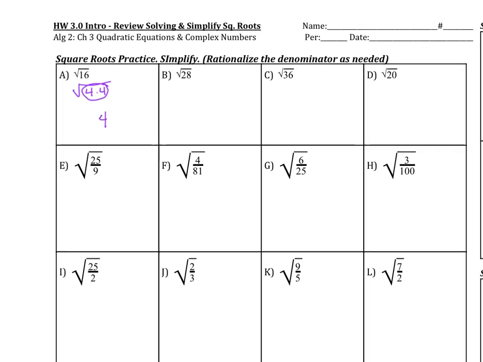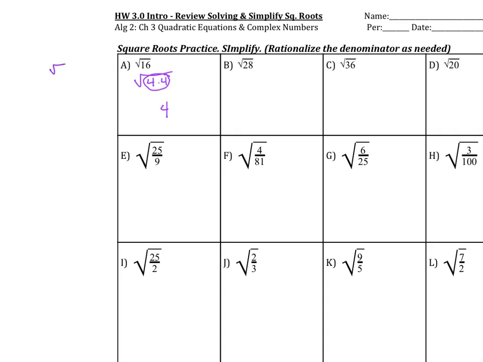There are some that you should know. For example, square root of 4 is 2, square root of 9 is 3, square root of 16 is 4, square root of 25 is 5, and so forth. Okay, so when they come out, this is perfect. Square root of 4 is just 2, so it just comes out as a 4.